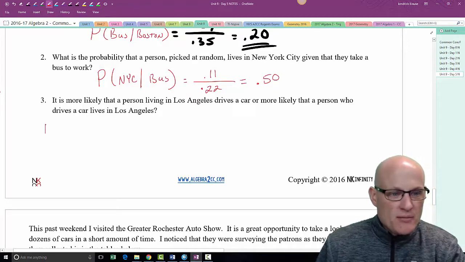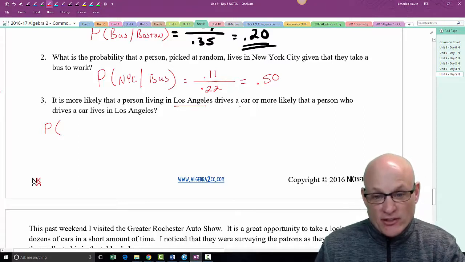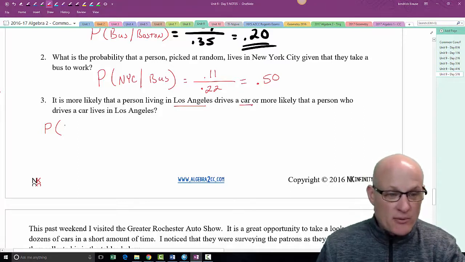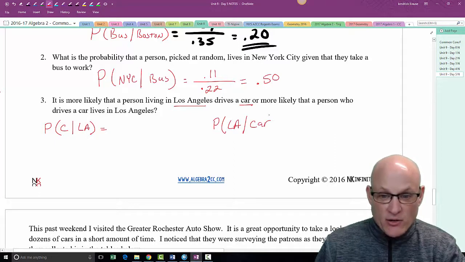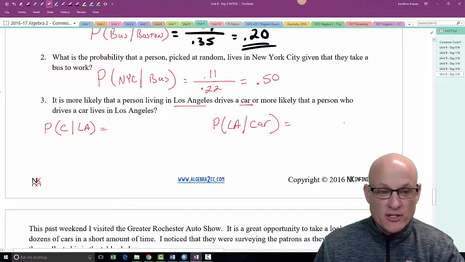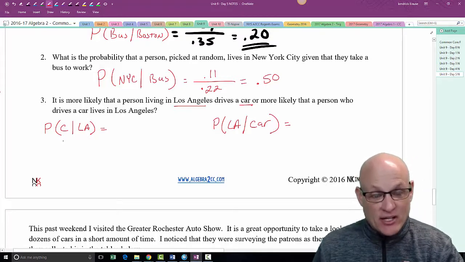So, probability: is it more likely that if I live in Los Angeles, I drive a car? So what's the probability of a car given that I live in Los Angeles? Or what's the probability that I live in Los Angeles given that I drive a car? Notice the two different probabilities. So this one is, what is the probability I drive a car given I live in Los Angeles?